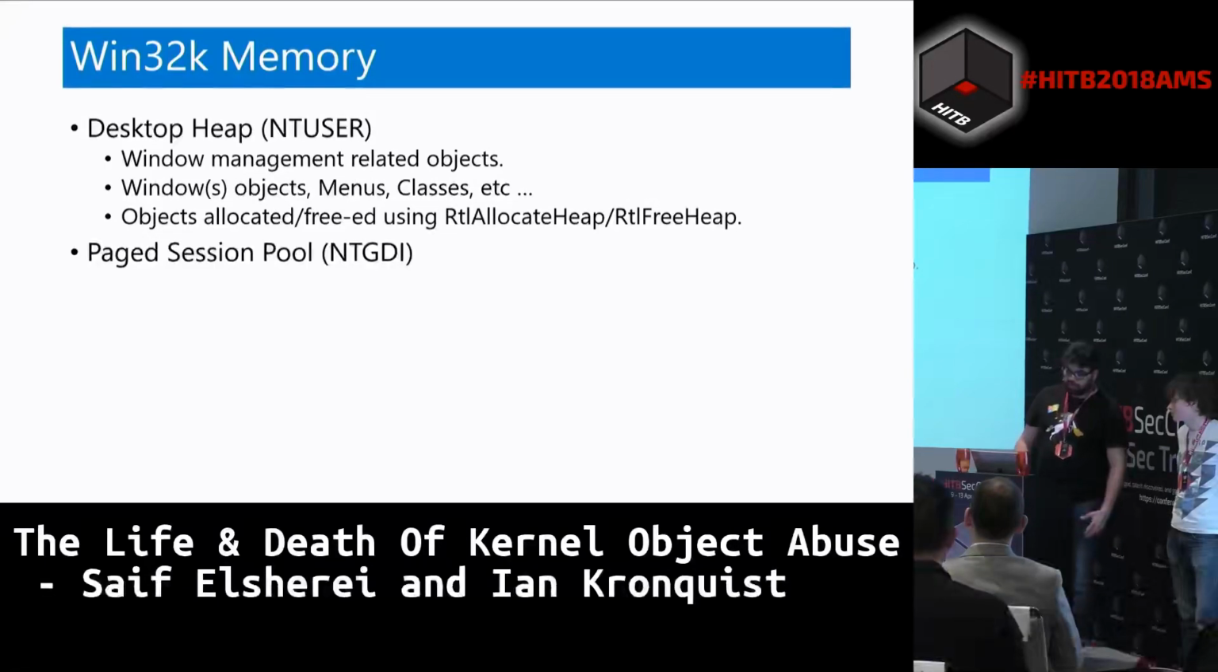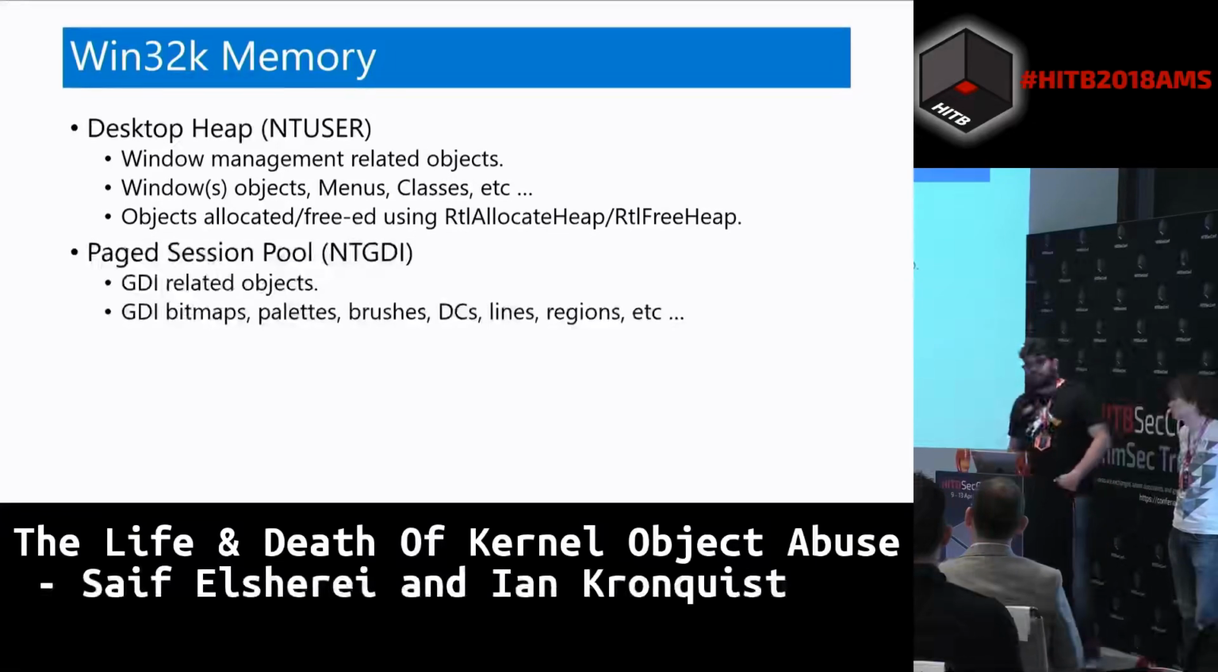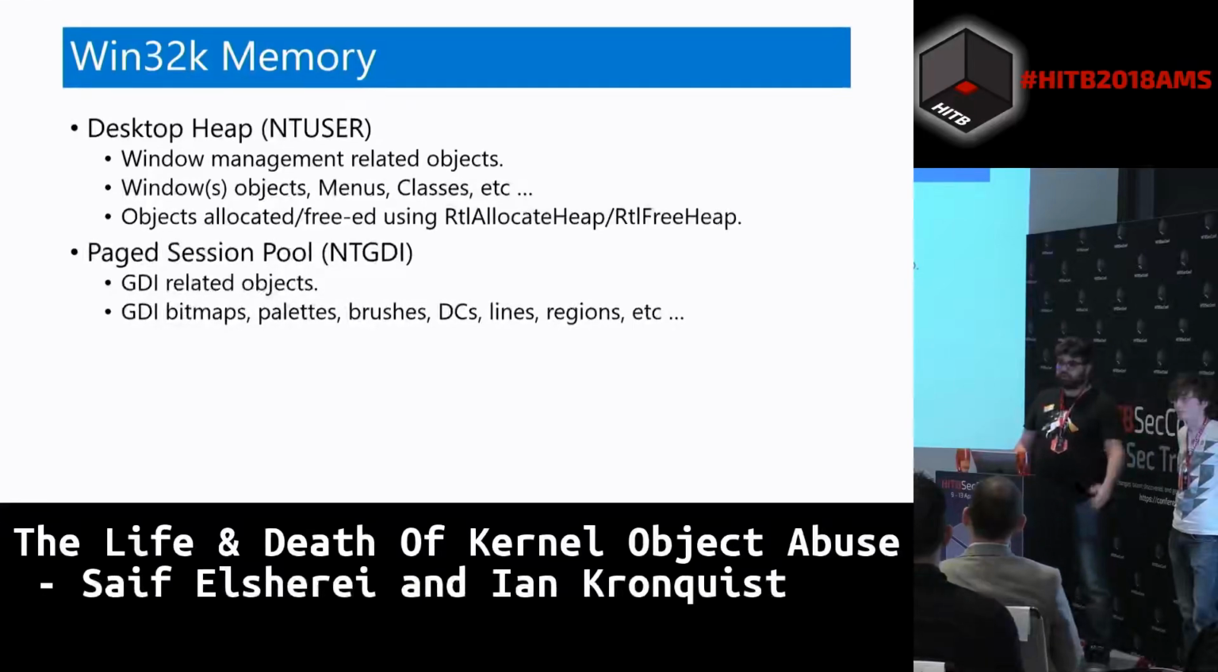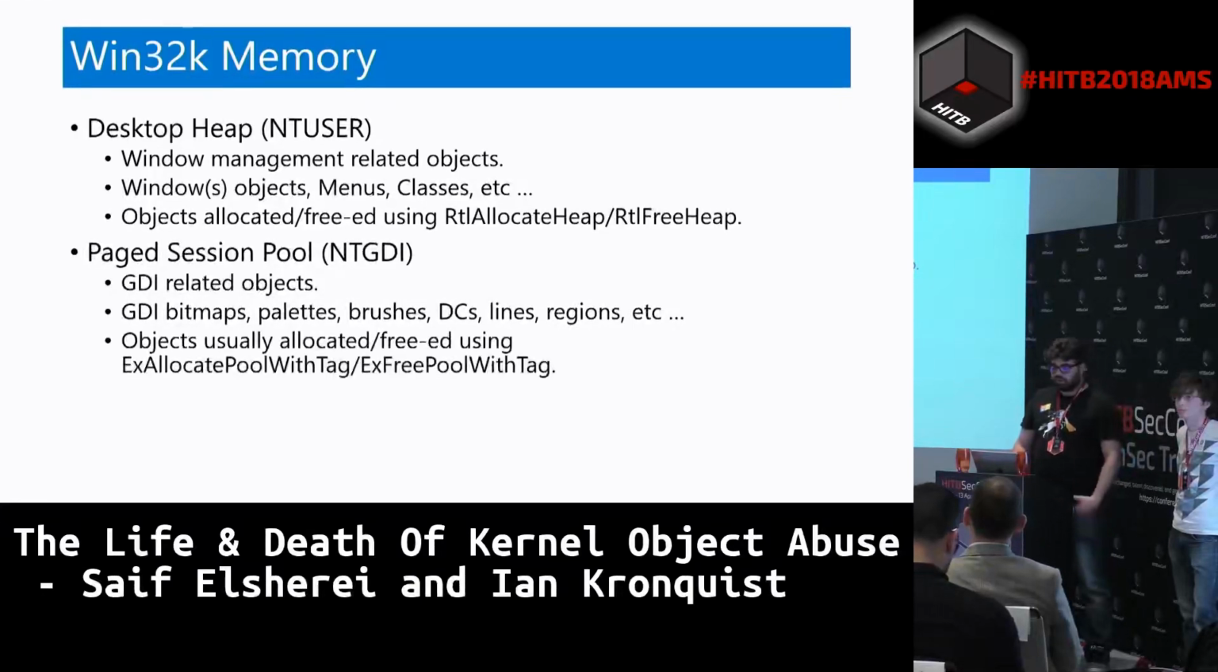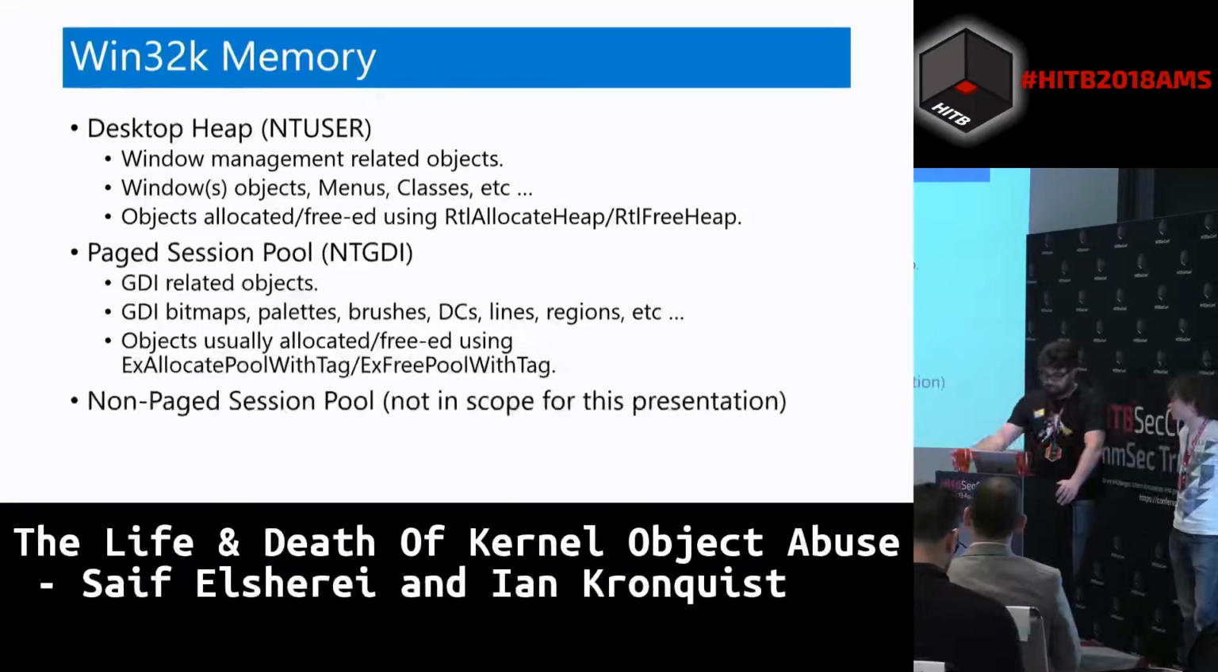The second memory type is the paged session pool, which normally contains win32k GDI objects and some win32k user objects, but we'll focus on GDI objects for this talk. So the GDI-related objects are like bitmaps, paths, palettes, brushes, DCs. Many objects that get allocated are used by the GDI subsystem in Windows. Objects are usually allocated and freed using AllocateObject with tag, AllocatePool with tag, and FreePool with tag. Also, there is the session pool, which is not in scope for this presentation.